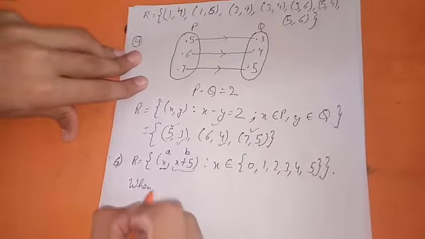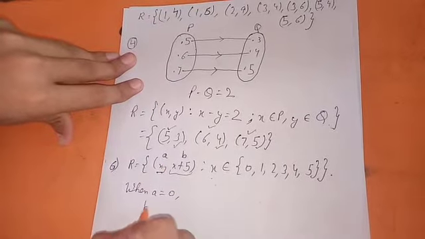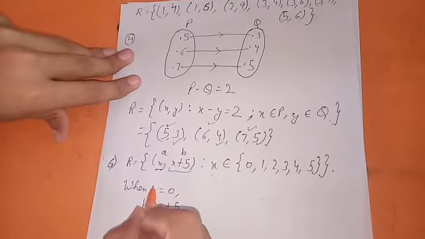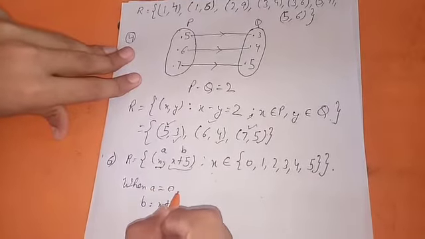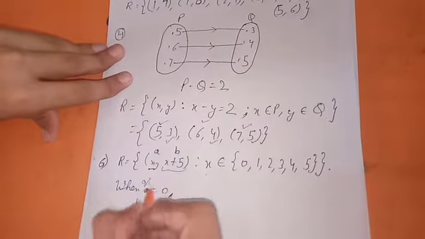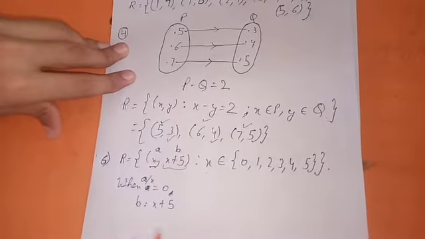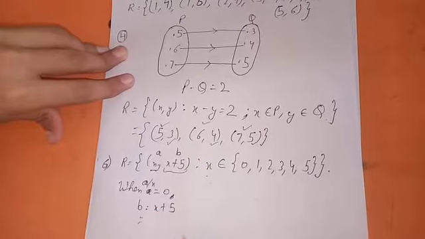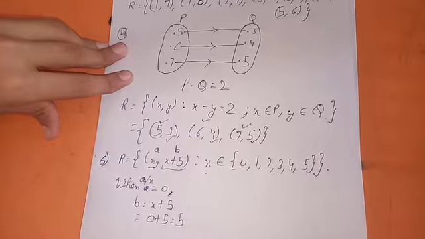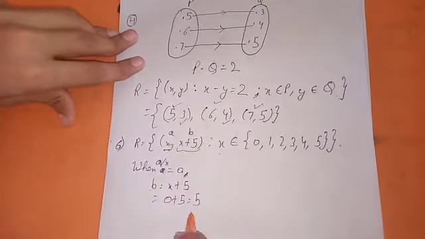When A is equal to 0, then B is equal to x plus 5, or we can say A or x, both. When the A or x value is 0, then the B value will be x plus 5. We will put the value of x as 0: 0 plus 5, that is 5. That means when A is 0, B is 5.